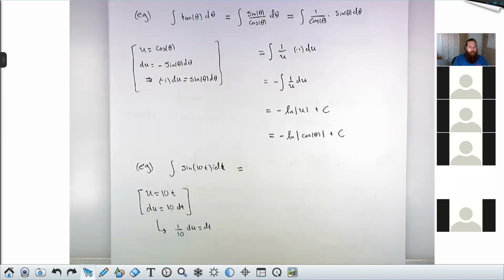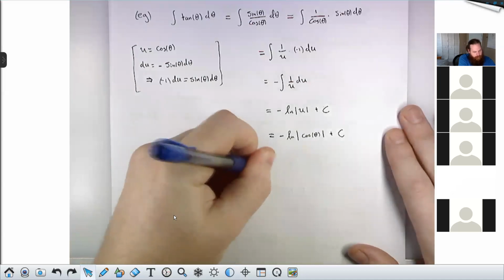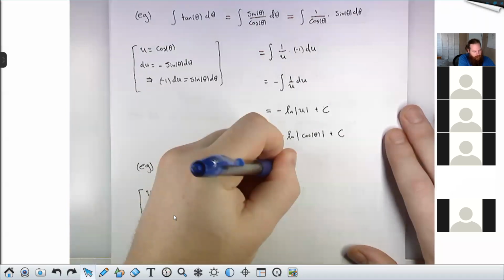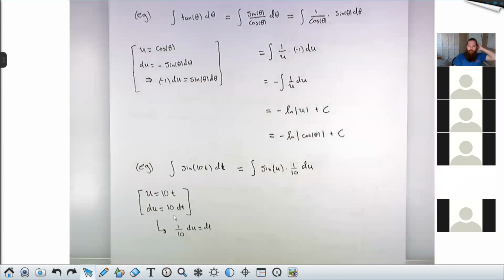Another way to do it is to multiply and divide by 10 in here. And then the 10 that's upstairs stays with the dt to be replaced by du, and the 10 that's downstairs pops out front. But for now, I'll just do it like this. We'll just plug in 1/10 du for dt. So this will be sine of u times 1/10 du. I think most people, when they first learn this, prefer to do it like I'm saying here.